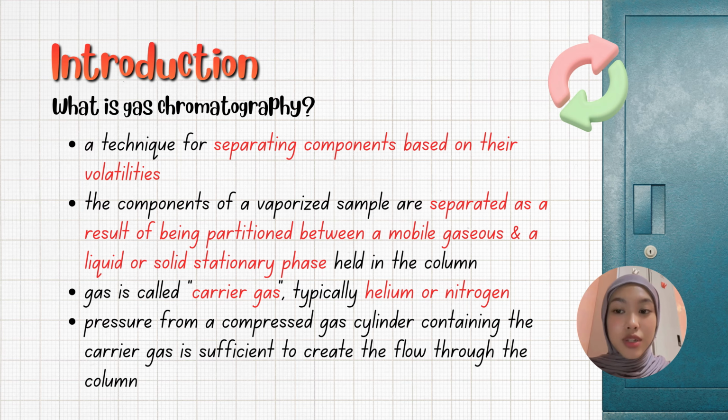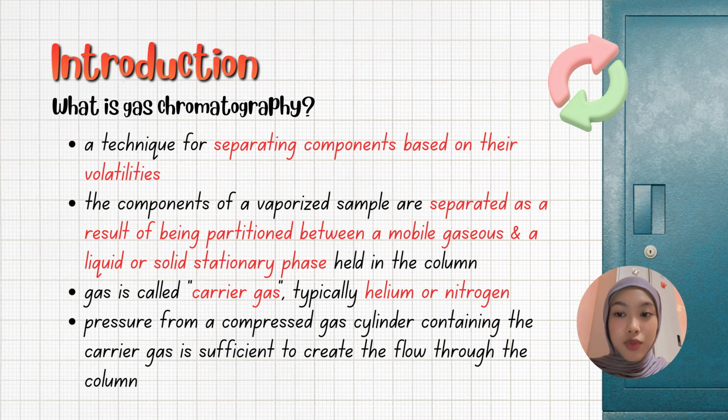The vaporized components are then separated because they are partitioned between two phases, a mobile gas phase and a stationary phase. The stationary phase may be a liquid or a solid material held inside the column. The mobile gas phase is known as the carrier gas. Common carrier gases used in gas chromatography include helium and nitrogen. The carrier gas transports the vaporized sample through the column.